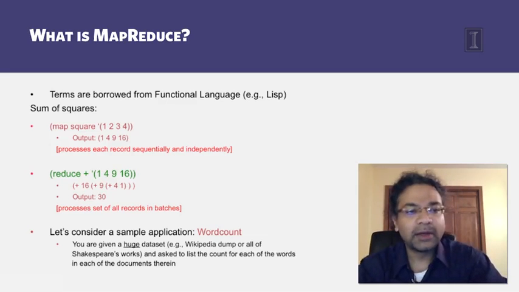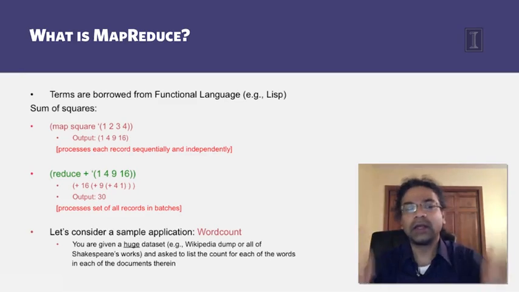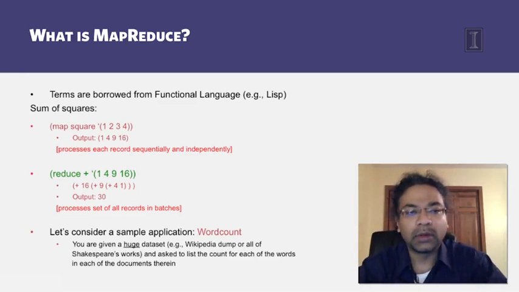So map here essentially is a meta function which processes each record. When I say record, I mean integer over here, sequentially in this particular case, but more importantly, it processes it independently. So the square of 1 can be calculated independently from the square of 3, and neither of them follows from the other. So that's the first part.